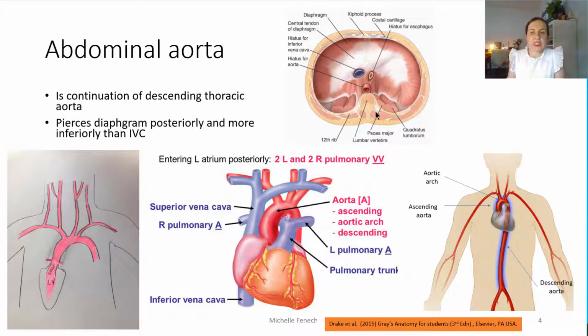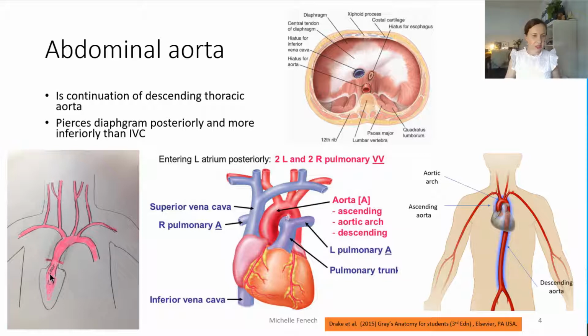So the aorta sits right anterior to the spine, and this is a picture of the diaphragm looking up. You can see the IVC pierces the diaphragm a bit more anteriorly than the aorta. So the IVC is going to sit a little bit more anteriorly and a bit more to the patient's right than the aorta, which is going to sit in front of the patient's spine.